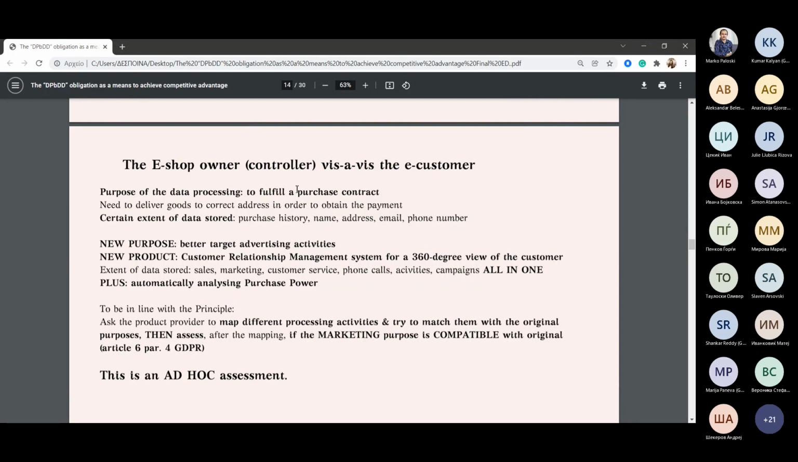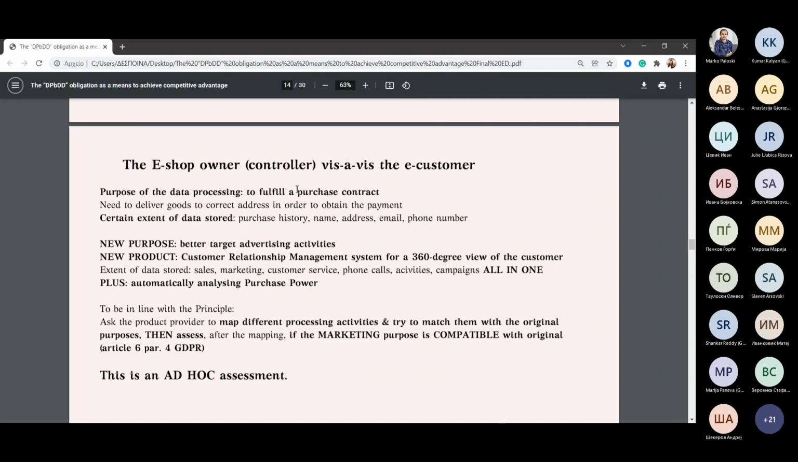So there is a need to deliver goods to a correct address in order to obtain the payment. The certain extent of the data stored is purchase history, name, address, email, phone number. So the shop owner is setting a new purpose, which is to better target advertising activities.